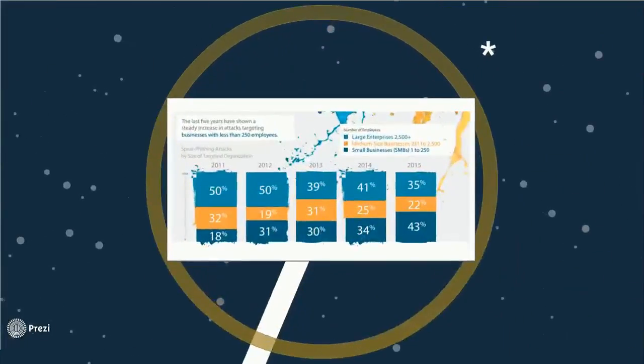Now let us have a look at some statistics related to spear phishing. This picture shows spear phishing attacks in small, medium and large scale organizations. So from the past 5 years' statistics, we can clearly observe that there is an increasing trend in spear phishing attacks related to small scale organizations.